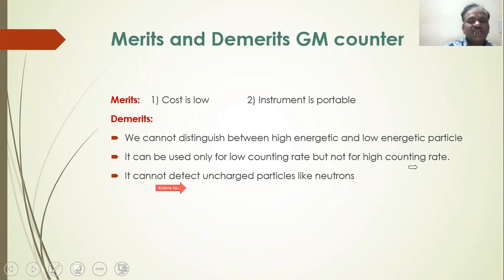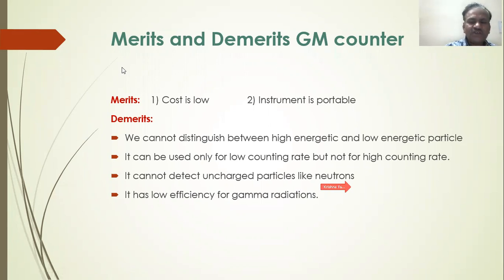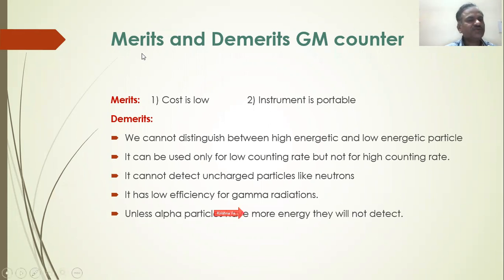Next, it cannot detect uncharged particles like neutrons. Of course, the statement is not 100% correct because some indirect methods are there, by which we can also measure the energy of neutrons. It also has very low efficiency for gamma radiations. These are the demerits of the GM counter. One more demerit: unless an alpha particle has more energy, we cannot detect it.